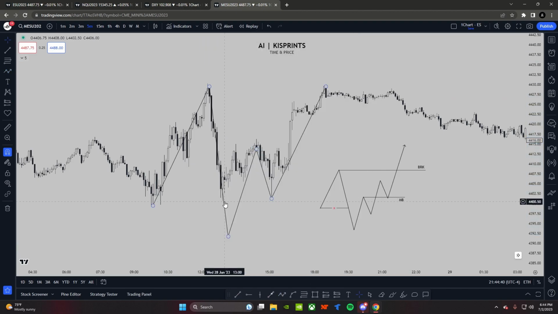But we didn't get that lower low. But this is just an example of a mitigation block. So this is the perfect example right here. You want to see the breaker and then the mitigation block.